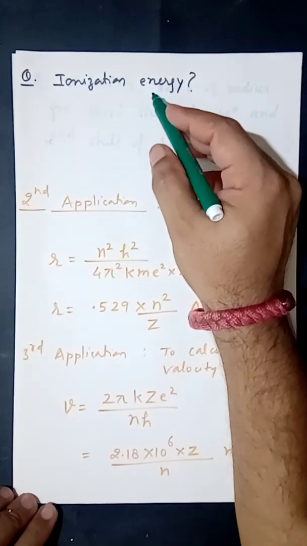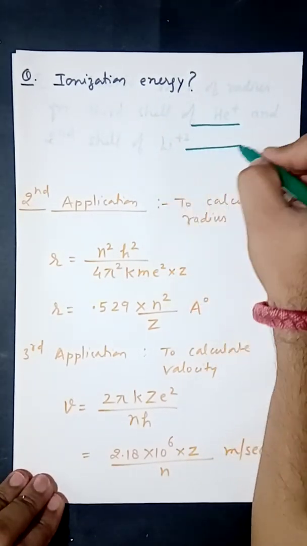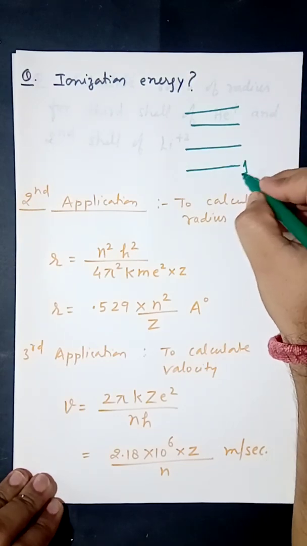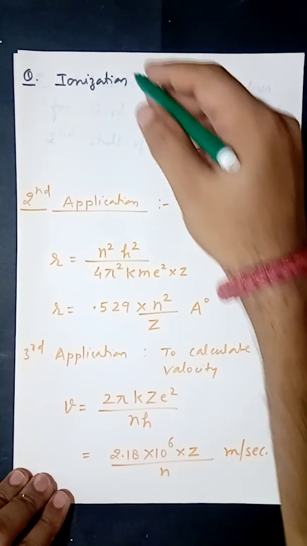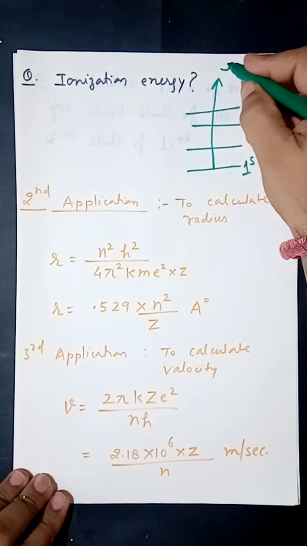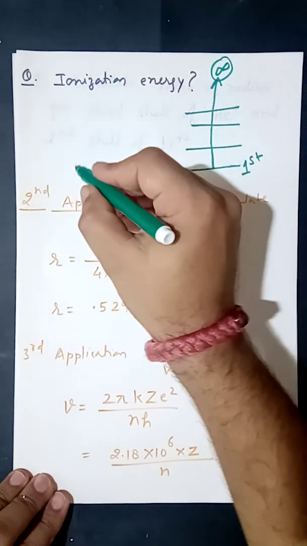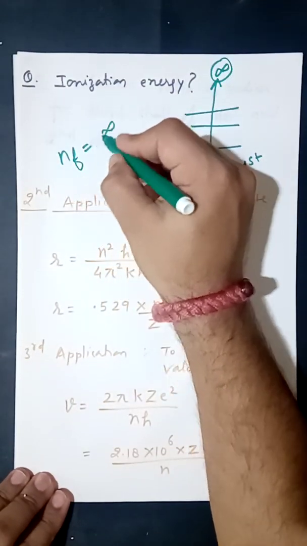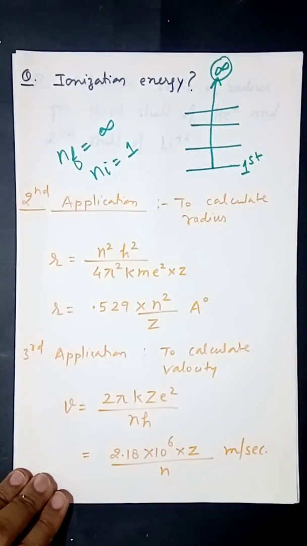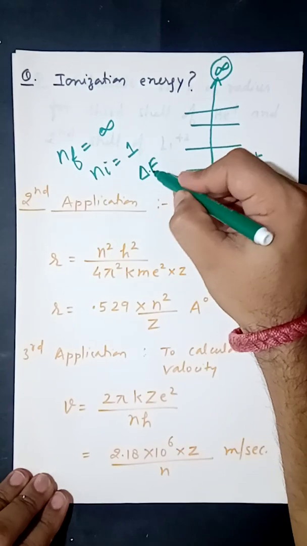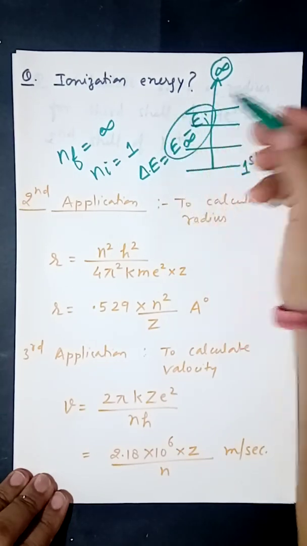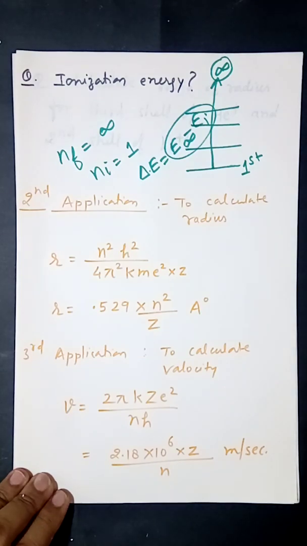How can we get ionization energy? Ionization means the electron should be removed completely from wherever it is revolving. It may be possible that the electron revolves in the first shell. To calculate ionization energy, we shift the electron from the first shell to the infinite shell. So here n final will be infinite and n initial will be 1. And in this way we can once again use the same formula, delta E equal to final energy minus initial energy. Use the values and you can get ionization energy.